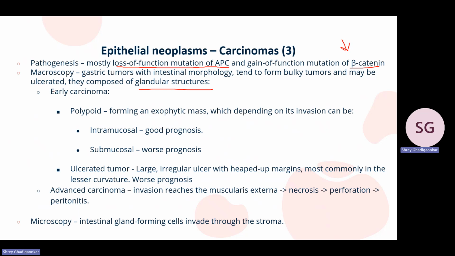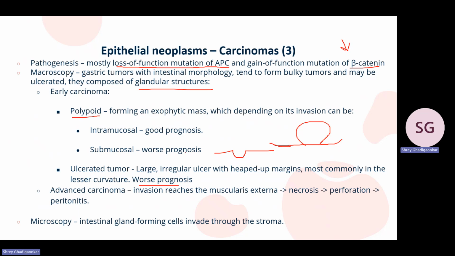In the early type of carcinomas, there are usually two different morphological patterns. Either they can be polypoid, which is basically like an exophytic growth, like if this is the surface of the stomach, you have a growth over here. On the other hand, you can have an ulcerated tumor, which consists of an ulcer. And the ulcerated one usually has the worst prognosis. In the advanced carcinoma, the invasion usually reaches the muscularis externa, which leads to necrosis, perforation, and peritonitis.